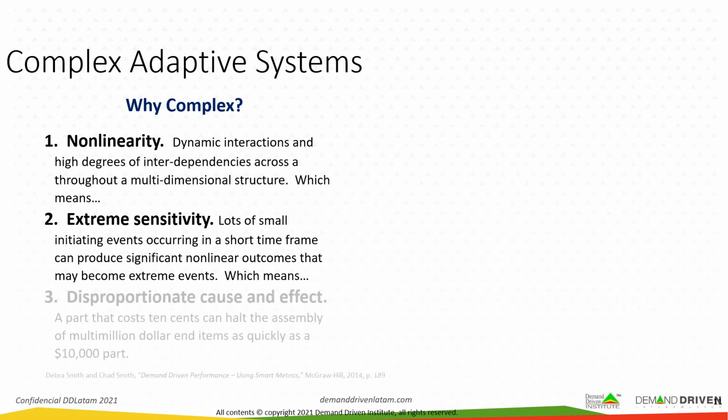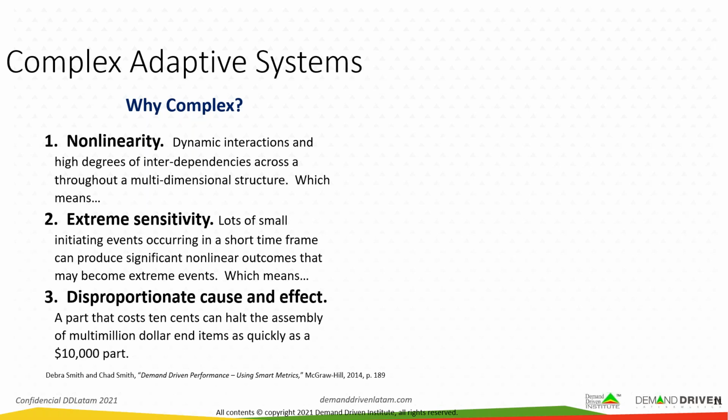So there's a very disproportionate cause and effect. So a part that costs 10 cents, as we all know, can halt an assembly. This is why I love when people say ABC. Well, the C parts are less important. Really? That little 10-cent part can stop that $500,000 assembly just as fast as a $10,000 part. Now, this isn't new. This came out and was first documented in the book, Demand-Driven Performance: Using Smart Metrics, 7 years ago. That was in 2014.